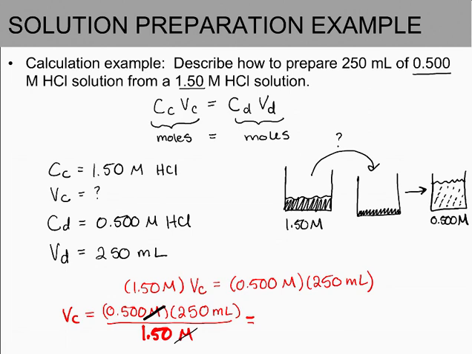All right, so now we're going to multiply 0.5 by 250 and then divide that by 1.5, and that will give us a value of 83.3 milliliters.